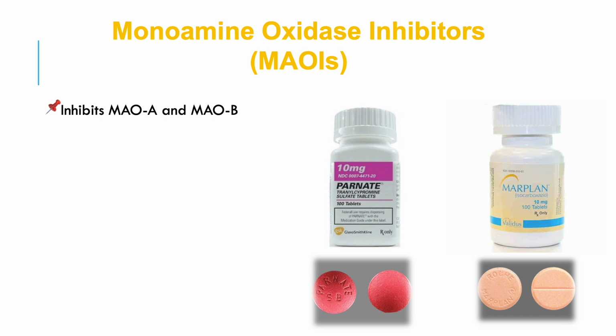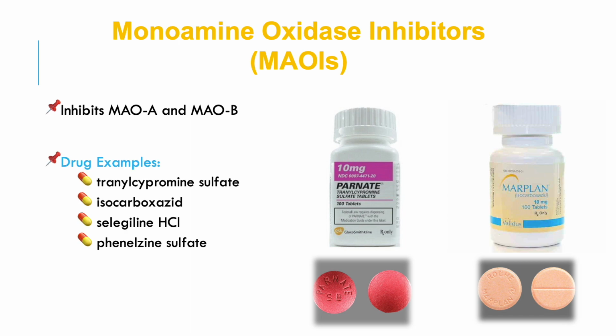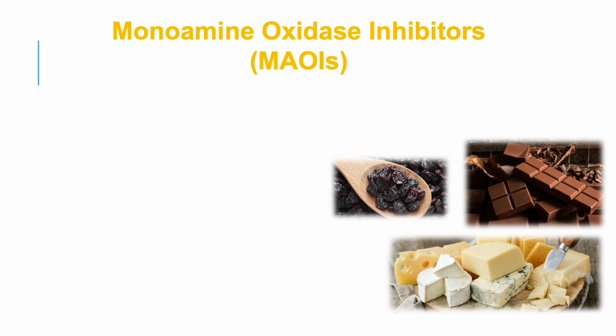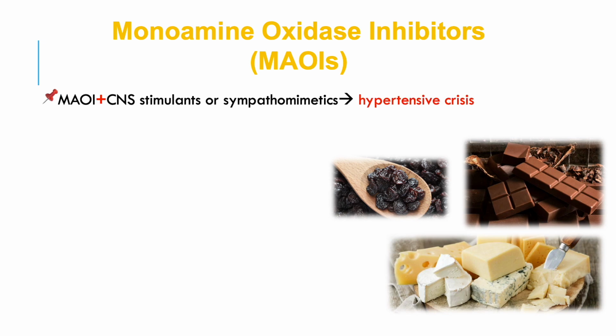Drug examples for MAOIs include tranylcypromine sulfate, isocarboxazid, selegiline hydrochloride, and phenelzine sulfate. Take note that when MAOI is concurrently administered with a CNS stimulant or sympathomimetic like ephedrine, it may result to hypertensive crisis. How do we define hypertensive crisis, by the way? It is a severe increase in blood pressure that can lead to stroke.